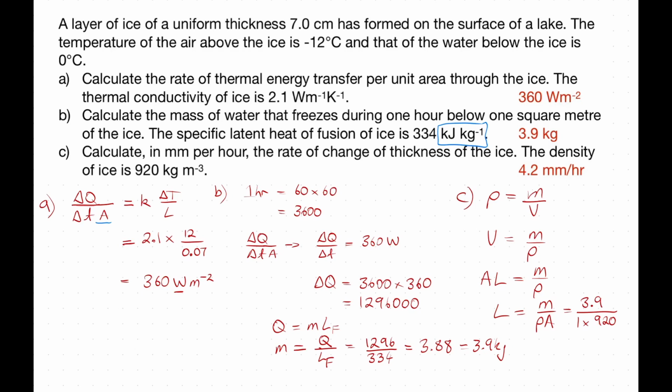This is going to get us a number of 4.23 times 10 to the negative 3, but that's in meters. So that would be 4.2 millimeters per hour.